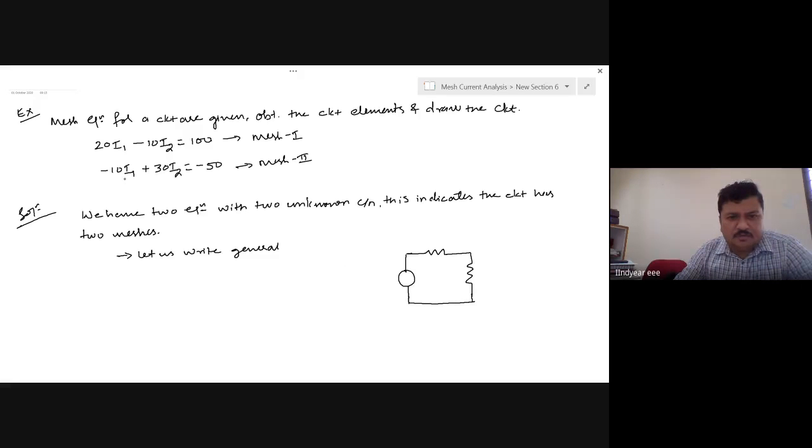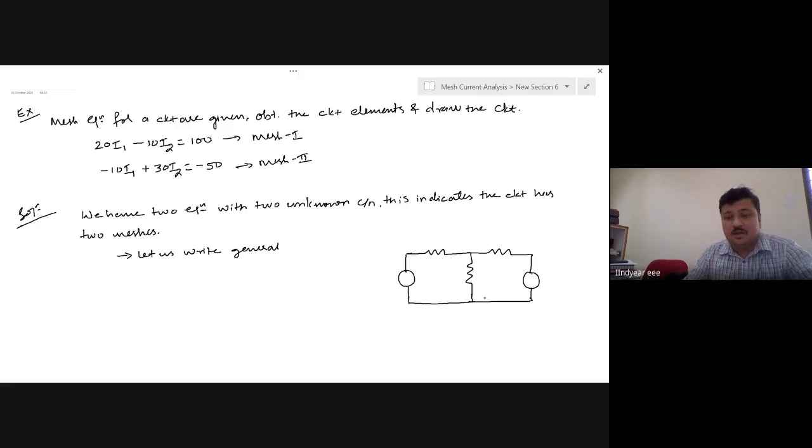Now there is a coefficient of I1 in mesh 2. It means that there is a common element between mesh 1 and mesh 2, which is the same. The coefficient of I2 in the mesh 1 equation and the coefficient of I1 in the mesh 2 equation will be the same. Now the coefficient of I2 is greater than the coefficient of I1, so definitely there is one more series element in mesh 2. Now on the RHS of mesh 2, some voltage value is there. It means that there is some voltage source in mesh 2. So this is the circuit.